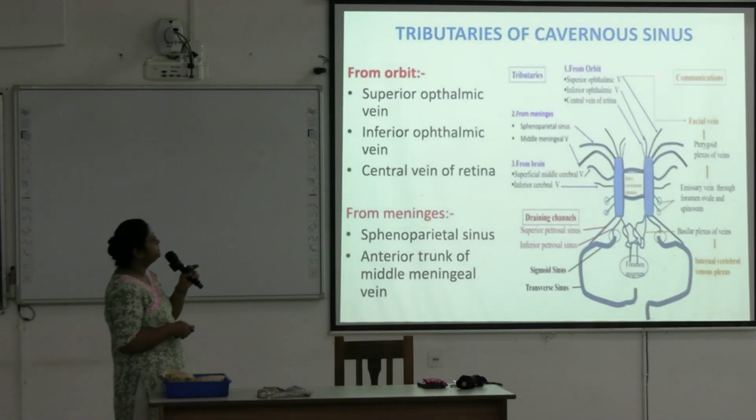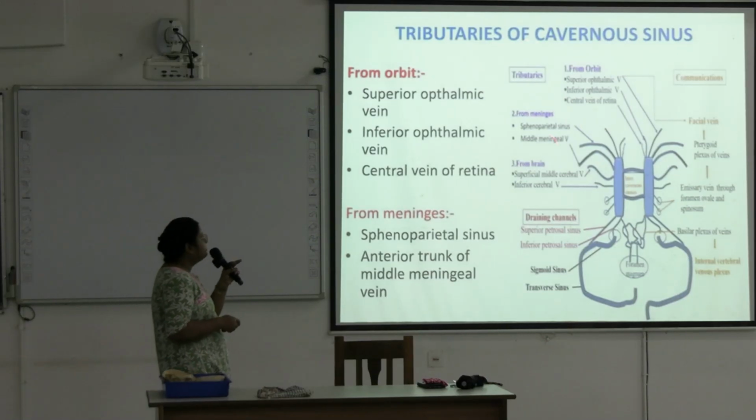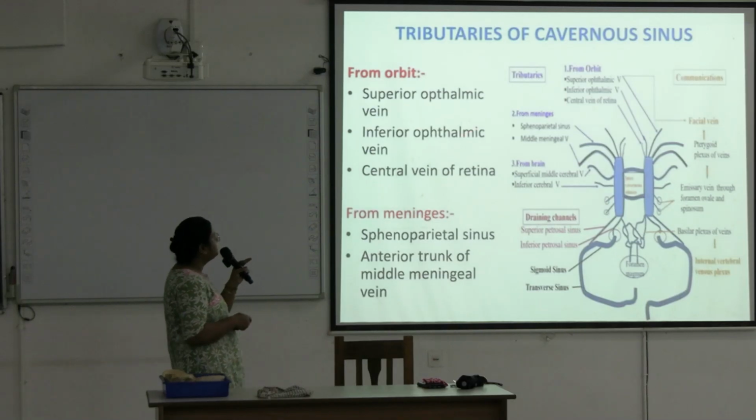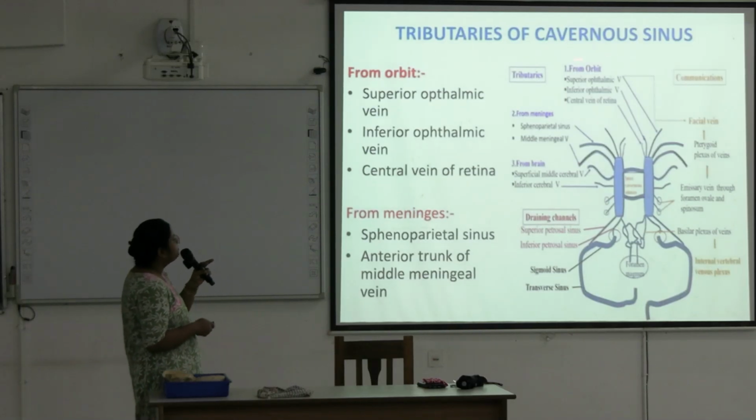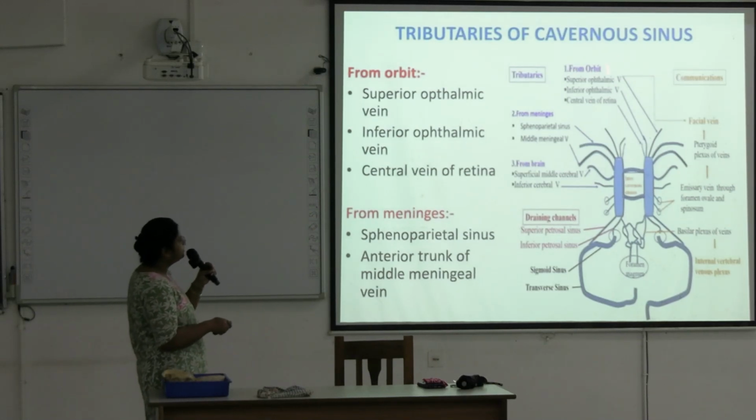Next, we go to tributaries of the cavernous sinus. Okay, this comes in your theory. Tributaries are from the orbit, from the meninges, from the brain. From the orbit: superior ophthalmic vein, inferior ophthalmic vein, central vein of retina. Here it has been shown: superior ophthalmic vein, inferior ophthalmic vein, central vein of retina.